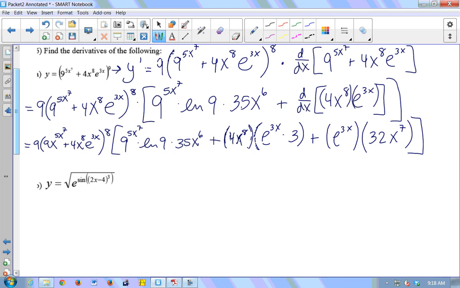So I applied the chain rule multiple times, right? I had my outer function, the x to the 9th, and then I had to multiply times the derivative of the inside. And then when I was taking the derivative of the inside, I applied the chain rule when I was taking the derivative of 9 to the 5x to the 7th, and when I took the derivative of e to the 3x within the product rule. So there were 3 chain rules in there.